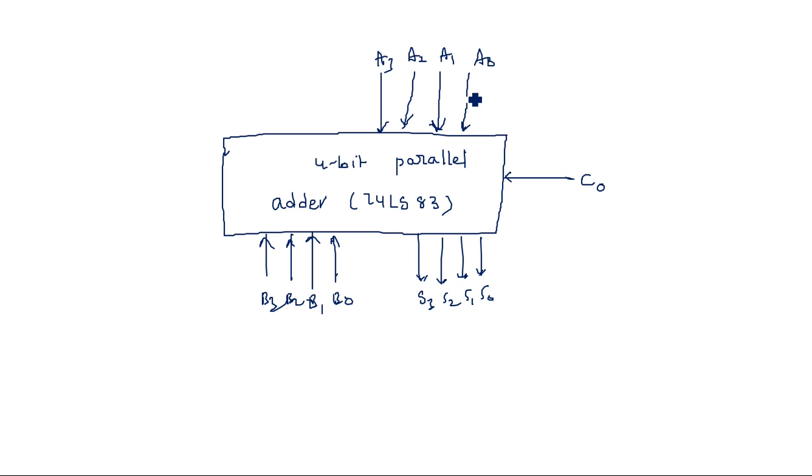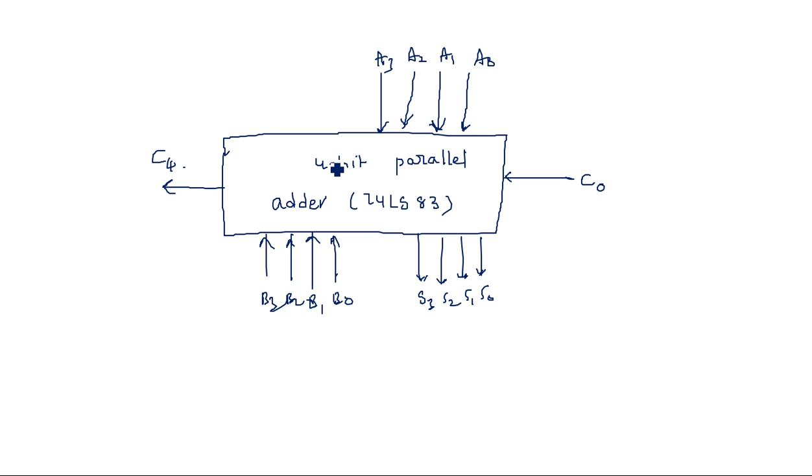These are the 4 inputs A0 to A3, and these are another 4 inputs, because addition is done between two 4-bit numbers. A0 to A3 is one 4-bit number, and B0 to B3 is another 4-bit number. These two numbers are added and produce a sum S0 to S3 along with a carry, which is shown here as C4. This is how a 4-bit parallel adder works.